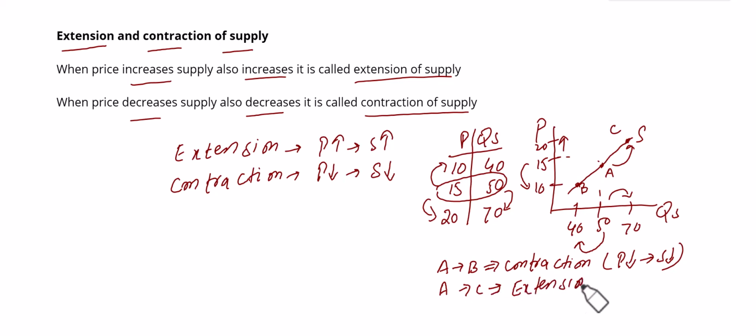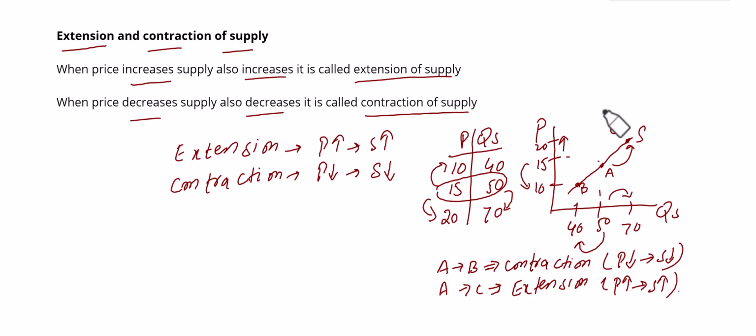So the question arises, why are we calling it extension? Because price is increasing and supply is also increasing, so that is called extension in supply. And one thing more, that we have only one supply curve. We are changing our position from A to B, then A to C, or B to A, then A to C. When we are changing our position on a single supply curve, that is called movement along the curve.